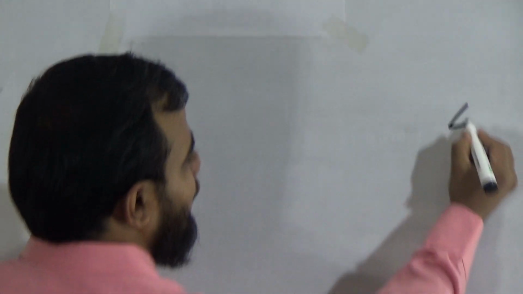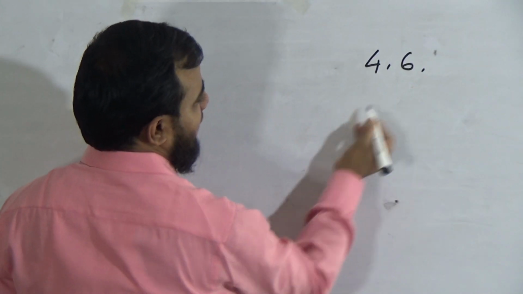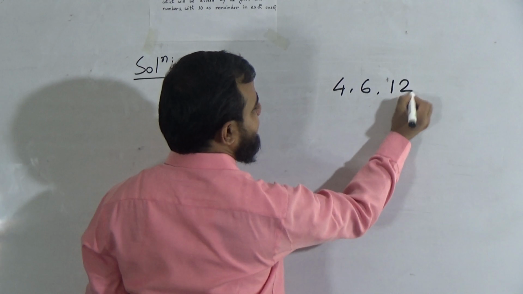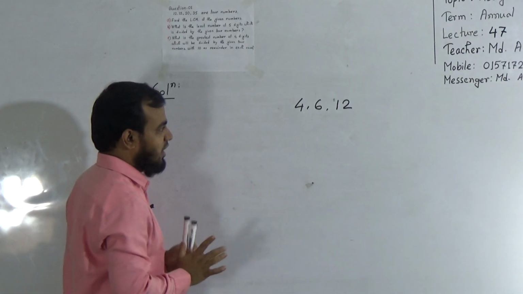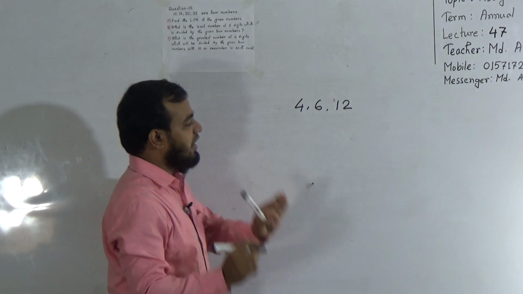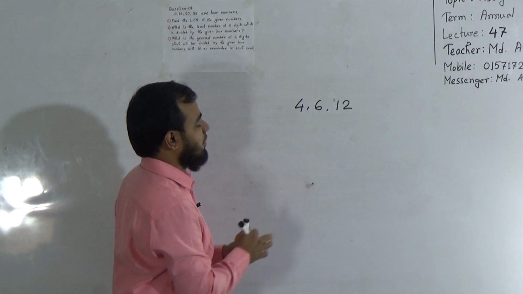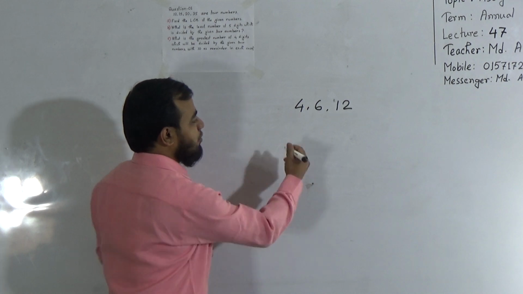Okay, suppose 4, 6 and 12 are some numbers. We have to find a number. When we divide that number, we have to find a number x.